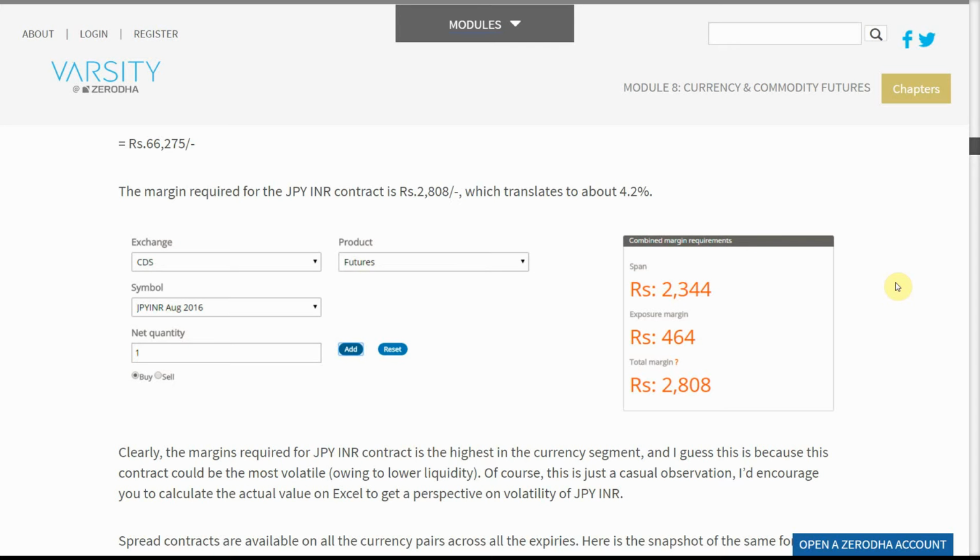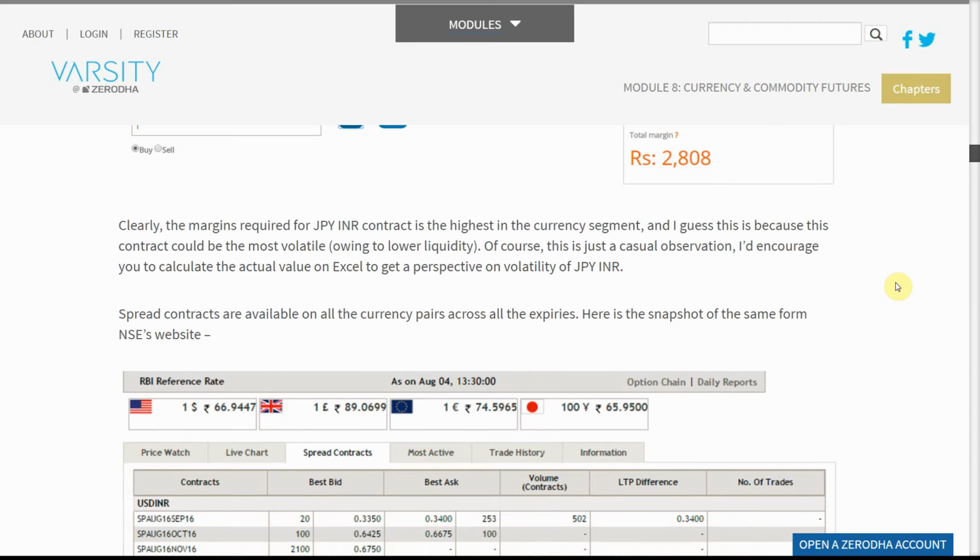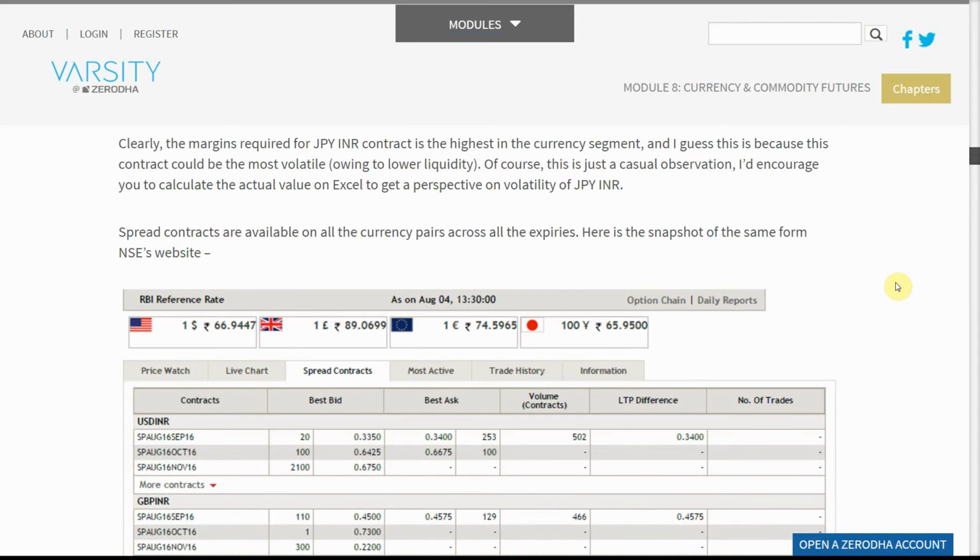Clearly, the margins required for JPY-INR contract is the highest in the currency segment. And I guess this is because this contract could be the most volatile owing to lower liquidity. Of course, this is just a casual observation. I'd encourage you to calculate the actual value on Excel to get a perspective on volatility of JPY-INR.